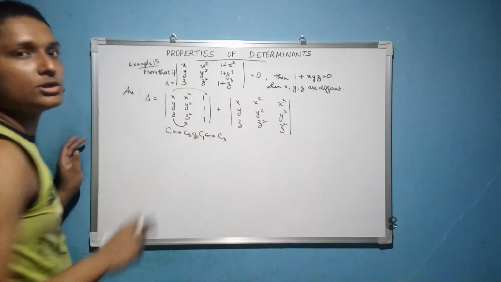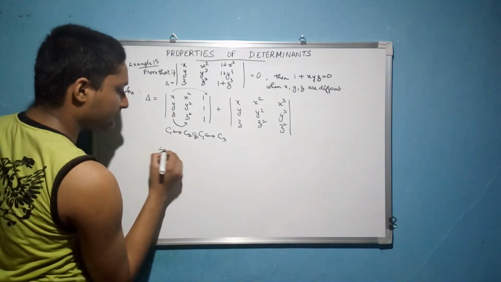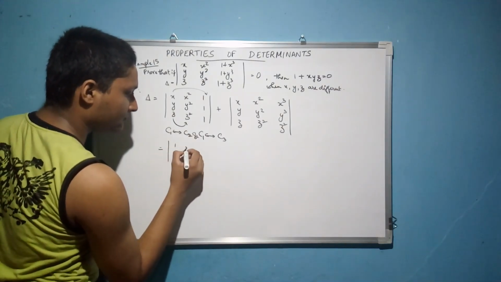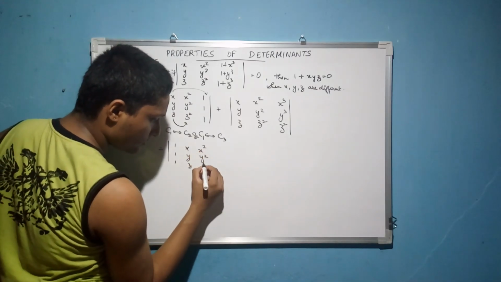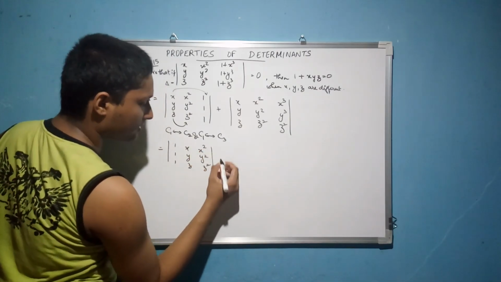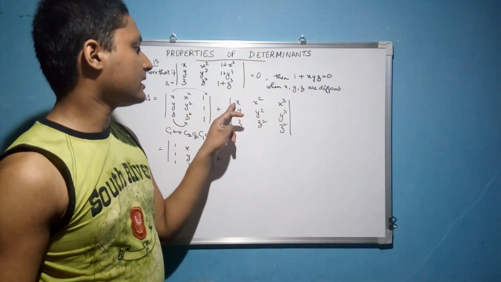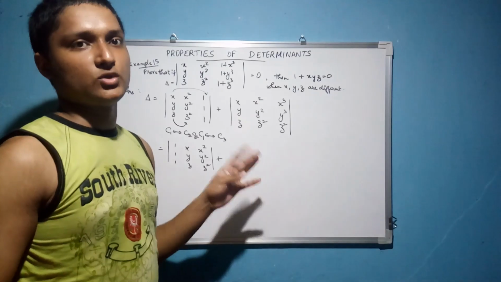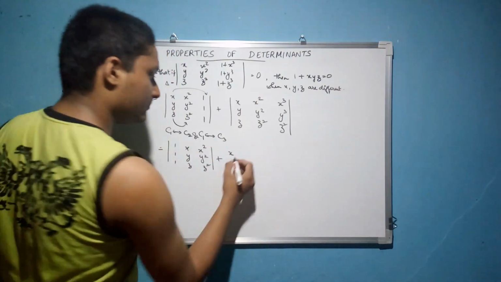So two negative signs come over there, so this comes to be equal. Therefore, I can write it as 1, 1, 1, x, y, z, x square, y square, z square. Okay, that much is over. Next you have x square, x cube. There is x that is common from there, so I'll take out x from the first column.